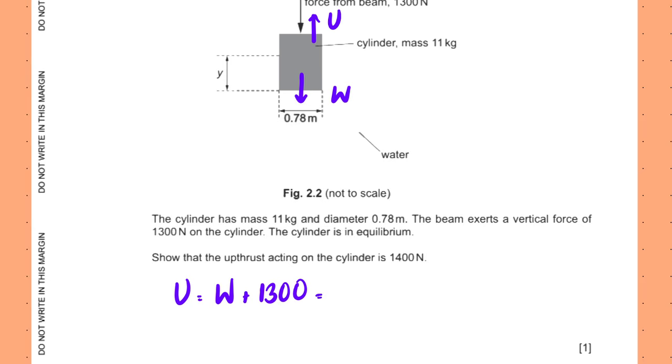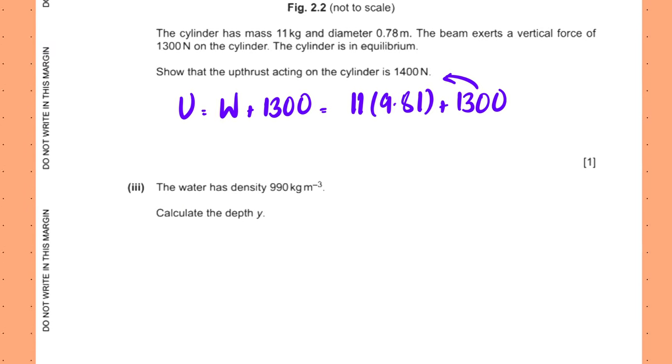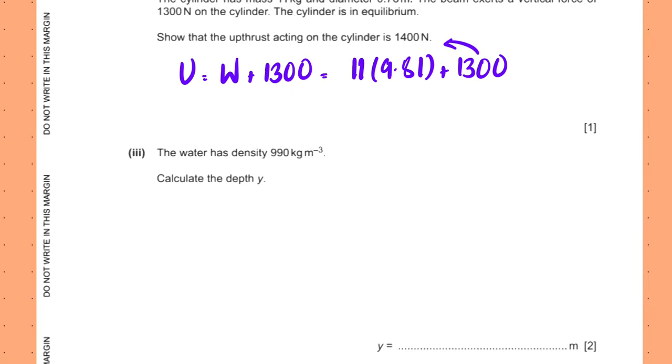So W is 11 times 9.81 plus 1300, and that should be equal to this. The water has density 990. Calculate the depth y. So now that I know the upthrust, which is approximately 1400, I need to use the formula rho g delta v, where delta v shows the volume of the object which is actually beneath the water.